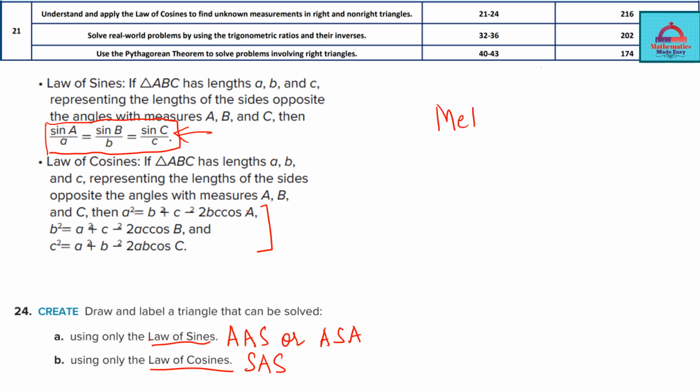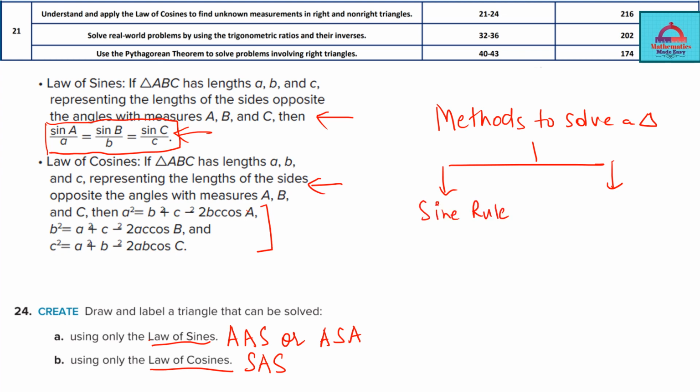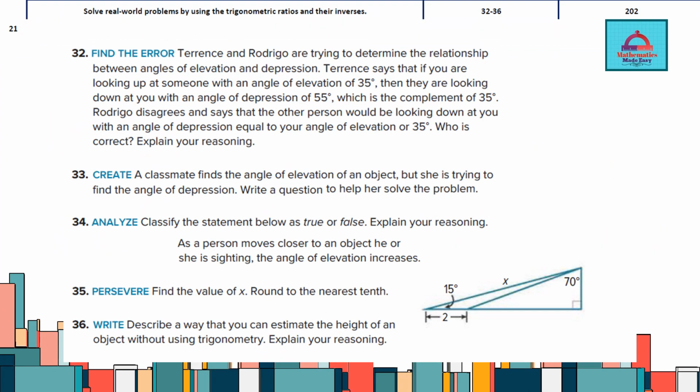The methods that you can use to solve a triangle are the two, which are sine rule and cosine rule. I have already put the concept here for you. So same answer is going to work. And remember, for sine rule, the formula is written here, and sine rule can be used for AAS or ASA triangle, and cosine rule can be used for SAS, or two sides and included angle for the triangle. So this is the answer for these questions, 32 to 36.